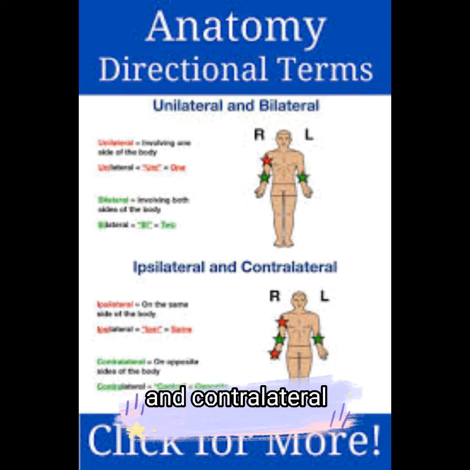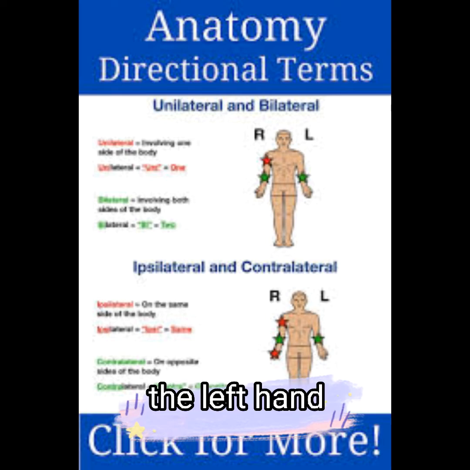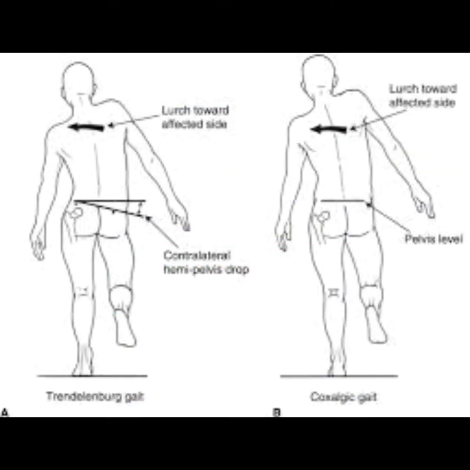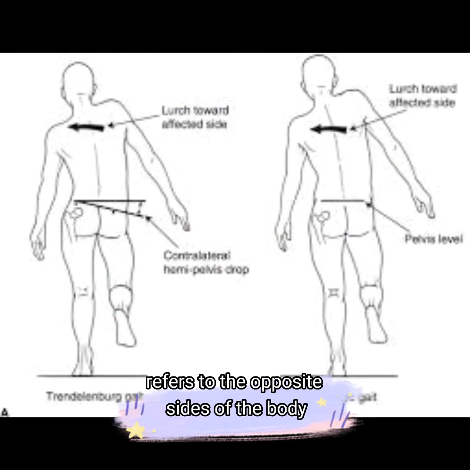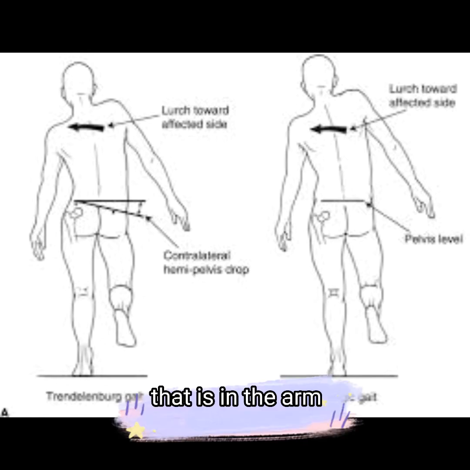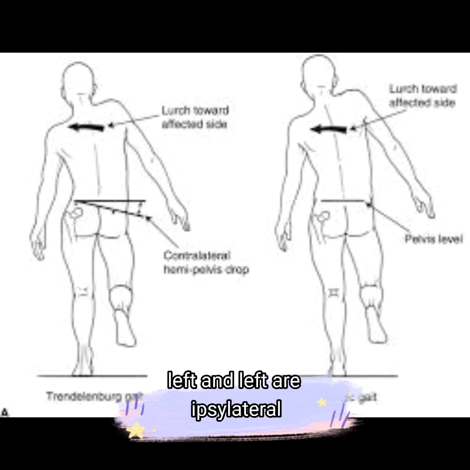With reference to the sides of the body, we use two terms, ipsilateral and contralateral. The term ipsilateral refers to the same side of the body. For example, the left hand and the left foot are ipsilateral, that is, they are on the same side. Contralateral refers to the opposite sides of the body. For example, the left biceps brachii muscle, that is in the arm, and the right rectus femoris muscle, that is in the thigh, are contralateral. Left and right are contralateral, left and left are ipsilateral.